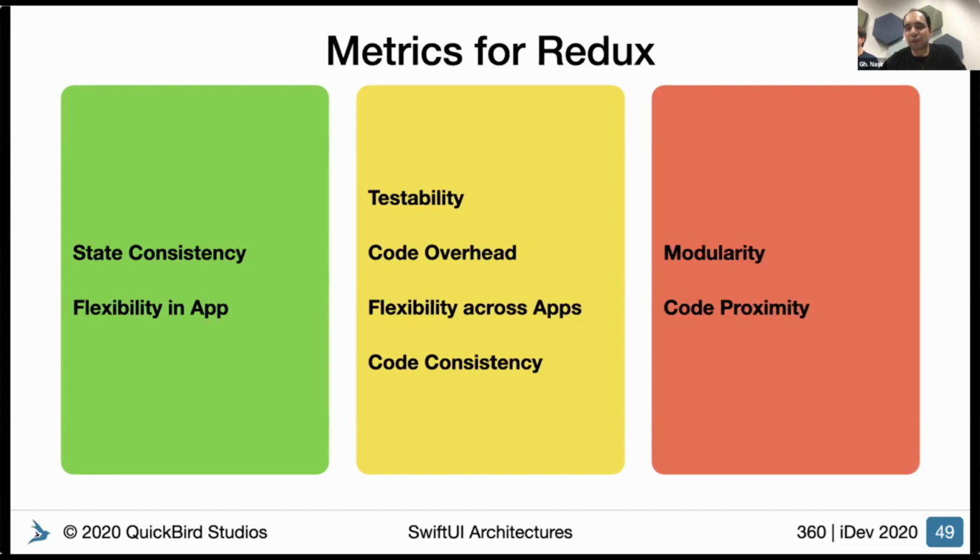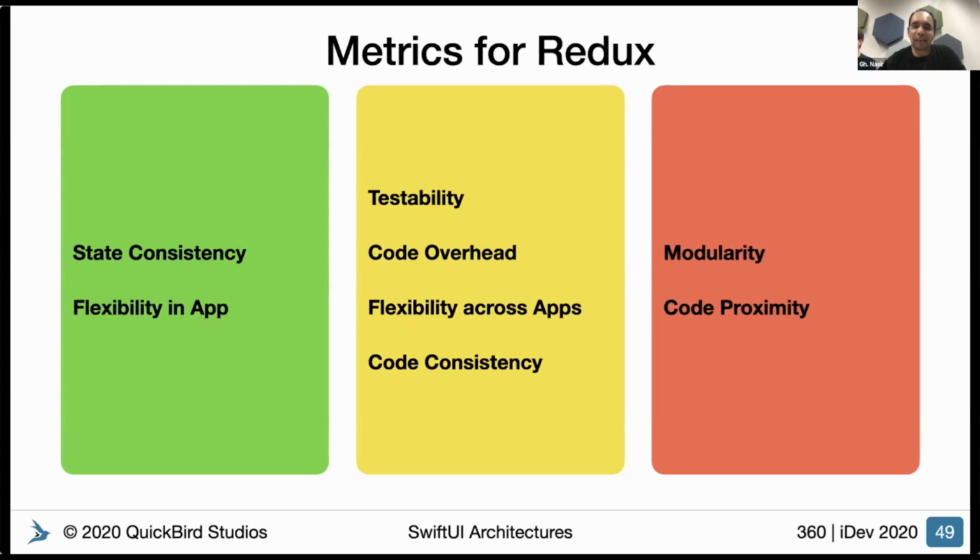And the flexibility across apps: if you have all the actions and all the states that you want to reuse in other apps, then it might be much easier to move it across apps. But if the other app is a non-Redux based app, it's really difficult, because then you'll have to write all this overhead code and stuff like that.